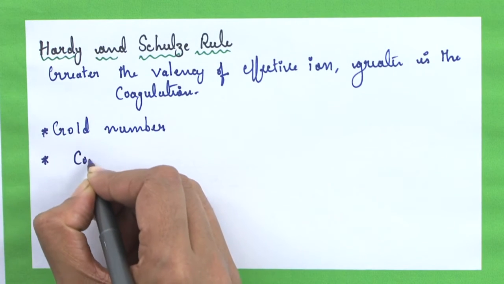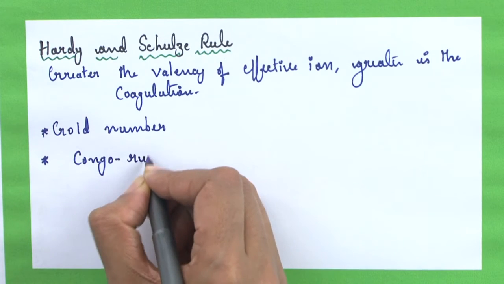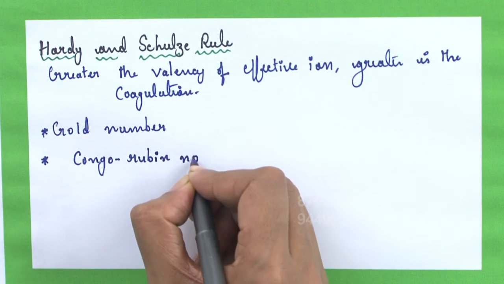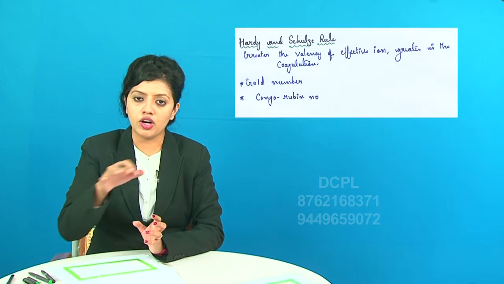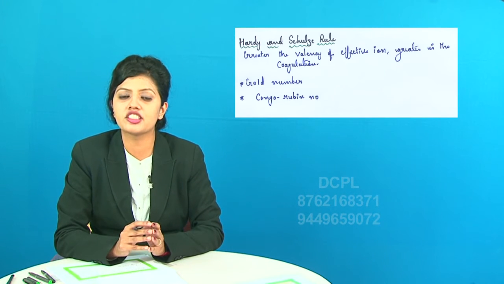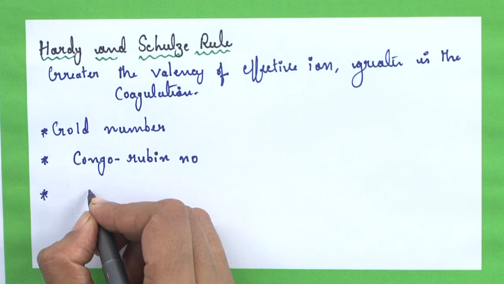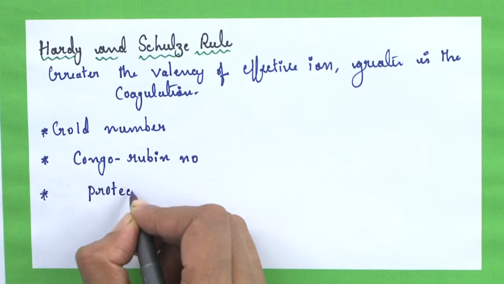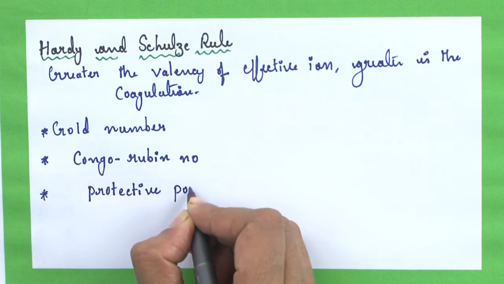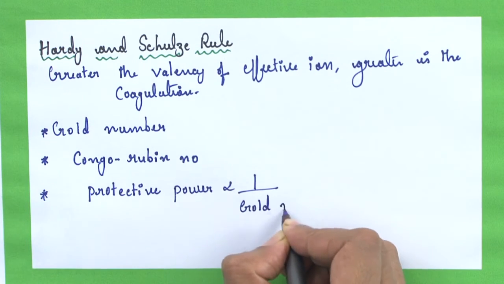The amount of protective colloid in milligram is known as Congo-Rubin number. Lyophilic colloids form a protective layer around the lyophobic sol, and it is known as protective power, and this protective power is inversely proportional to gold number. Third subcategory is protective power, which is inversely proportional to gold number.